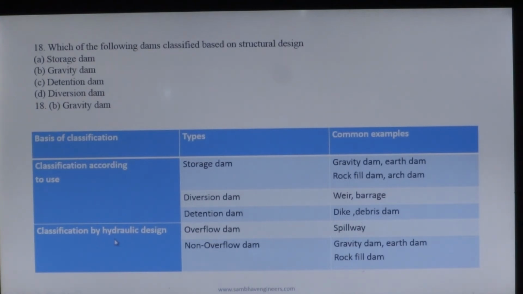Dams are classified on the basis of hydraulic design as overflow dams, like spillway, and non-overflow dams. Examples are gravity dam, earth dam and rockfill dam. So option B, gravity dam, is the correct answer.